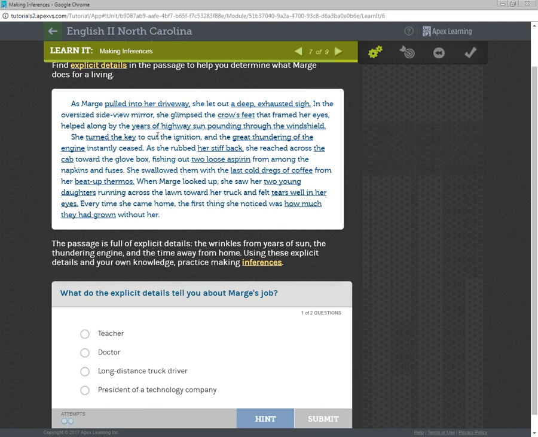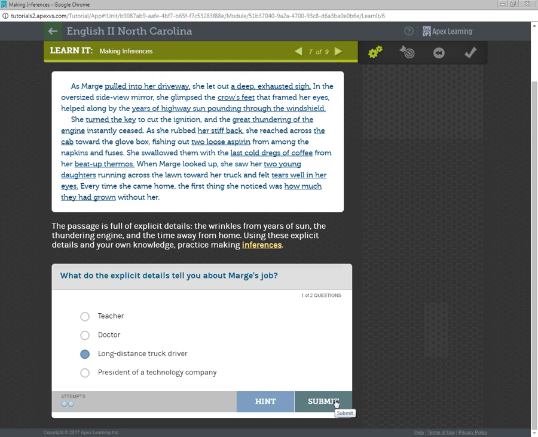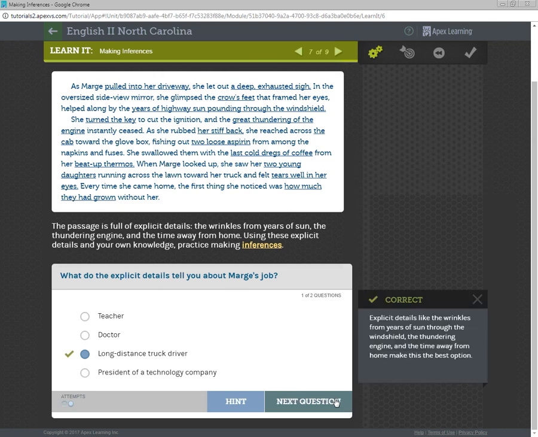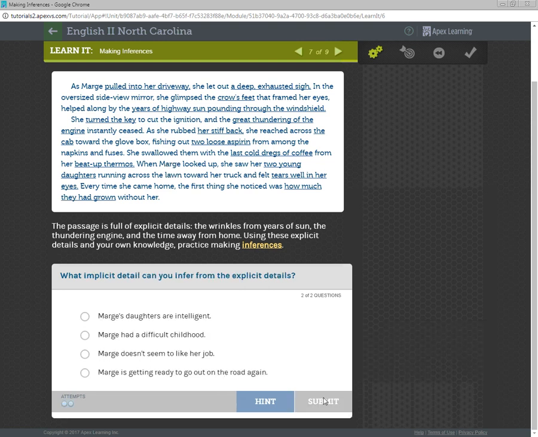She turned the key to cut the ignition. Great thundering of the engine ceased. So whatever kind of vehicle it is, it's big. I'm using my explicit details to make assumptions. As she rubbed her stiff back, she reached across the cab. Most regular cars don't have a cab. So I'm automatically eliminating teacher and president. I'm going to go with long distance truck driver. Yes. The wrinkles from her years of sun, the thundering engine, time away from home, make this the best option. All right, you try this one.